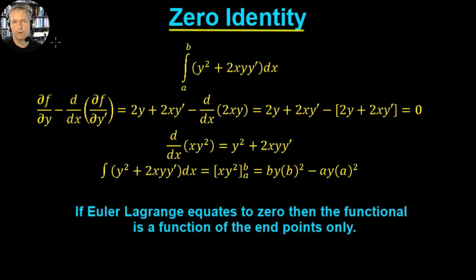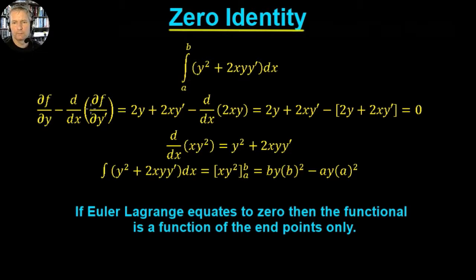So what happens when you apply the Euler-Lagrange to a function and it returns a value of 0? Let's look at an example here. We had the integral from a to b of y squared plus 2xy y derivative by dx. When we apply the Euler-Lagrange to this function, we're going to get partial f by partial y.